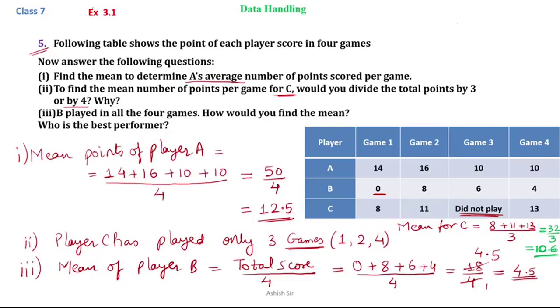The average of player B is 4.5 and the average points of player A is 12.5. So here we see that player A has the maximum average. So that's why we can answer who is the best performer. So we can write that player A is the best performer.